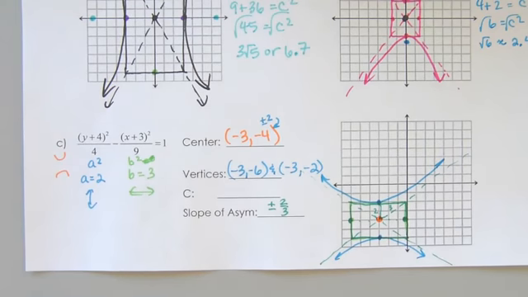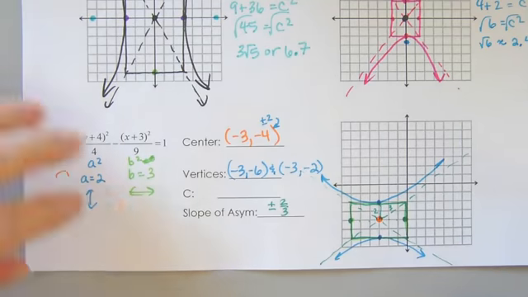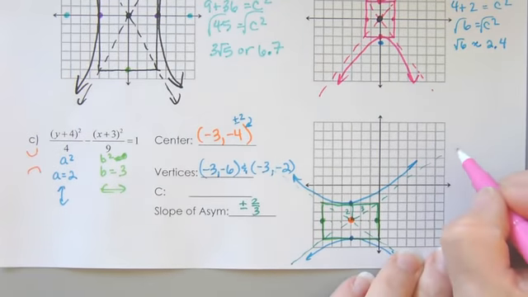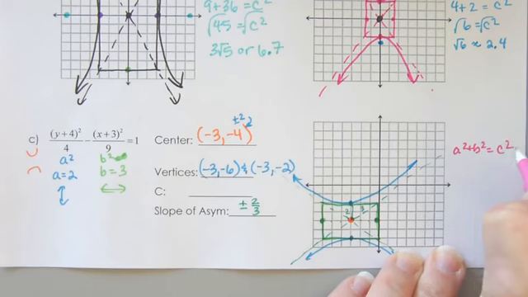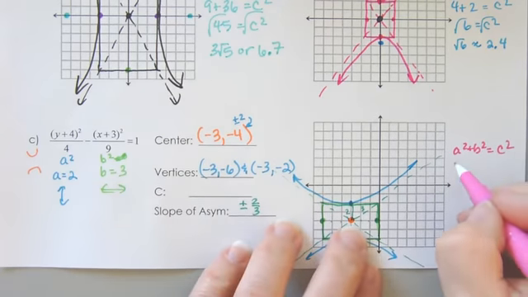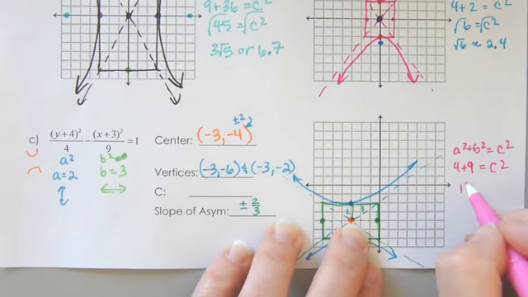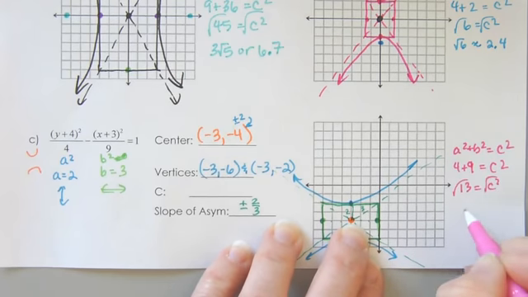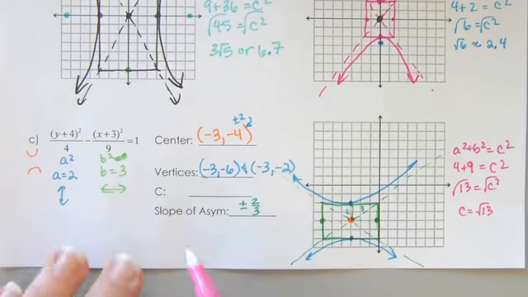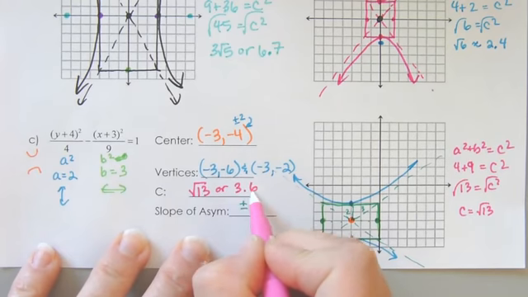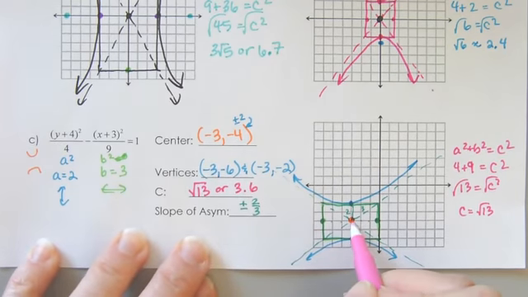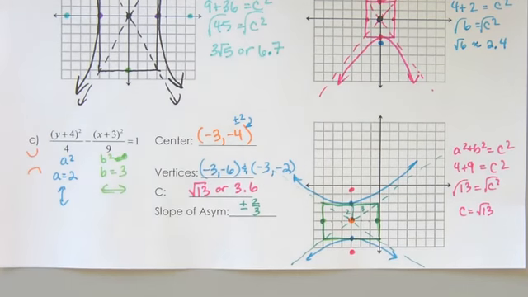C, in order to find C, we're going to do a squared plus b squared equals c squared. So I've got 4 and 9 for a squared and b squared. So c squared is going to be 13, sorry, c is radical 13. Or if you change it to a decimal, it's about 3.6. So from the center, I would go up 3 and then some, and go down 3 and then some, so I'm a little bit off the graph there. All right, so that's how you graph a hyperbola.